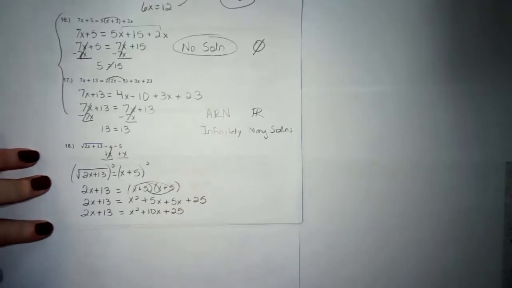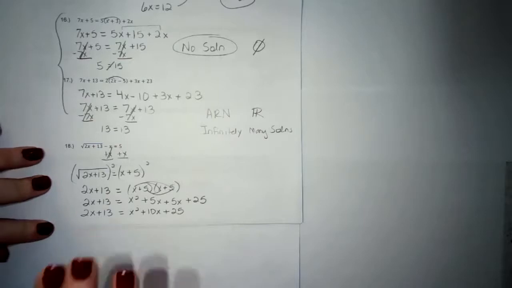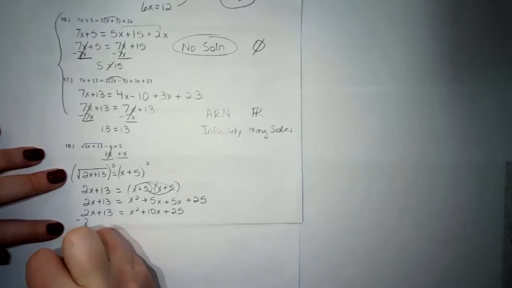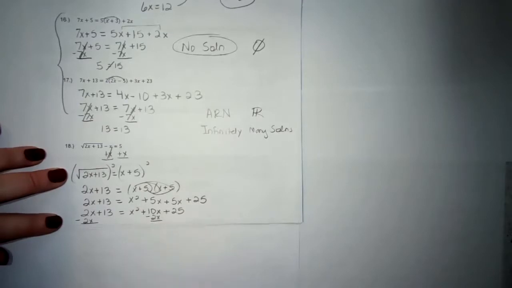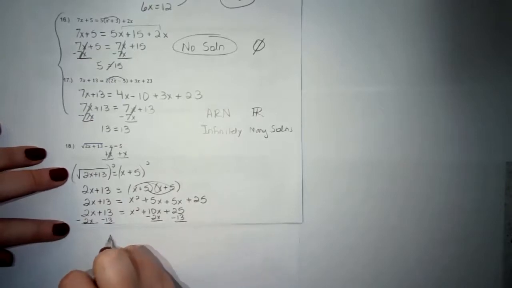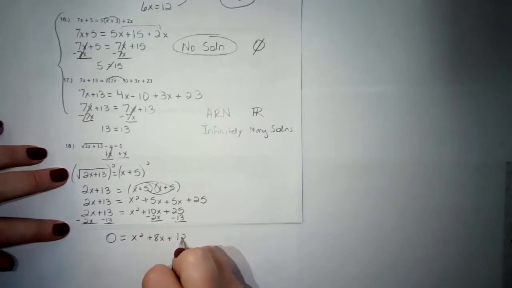Okay, now what do you think we need to do with these guys on the left? We need to move them over and make a nice little quadratic to solve. So who does 2x subtract from? The 10x, right? That's his people. Minus 13 is going to subtract from the 25. I'm going to get x squared plus 8x plus 12.